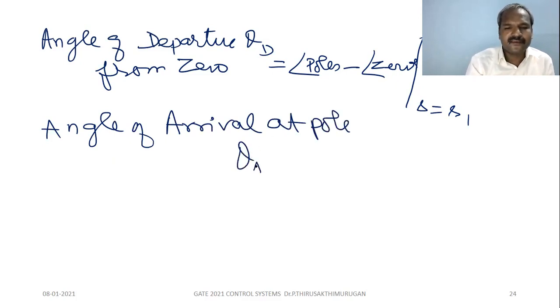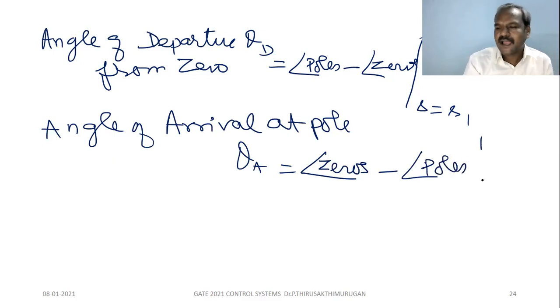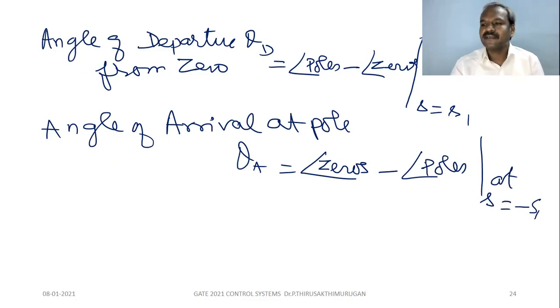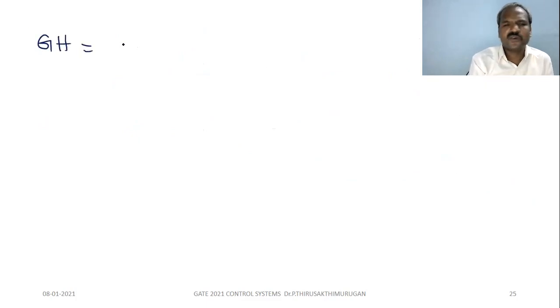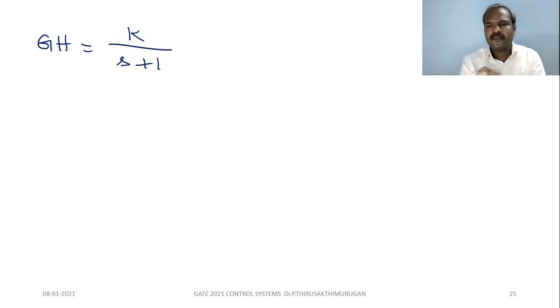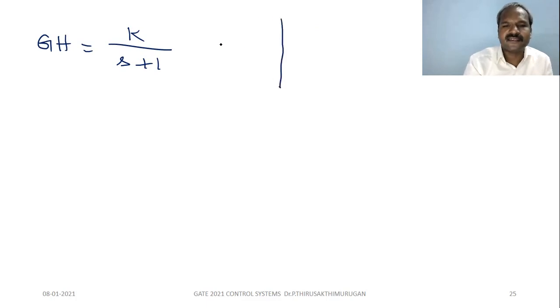So theta a equals the sum of angles contributed by zeros minus poles at s equal to minus s1. That's equal to minus s1. So let's see the typical plots. GH equal to k by s plus 1. This transfer function has one pole at minus 1. So let us draw the pole-zero diagram for this. One pole at minus 1.